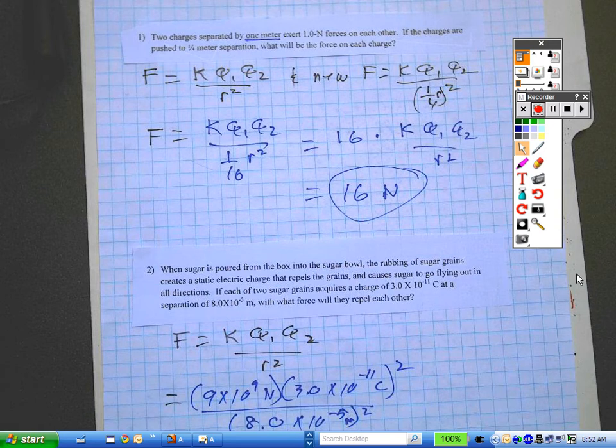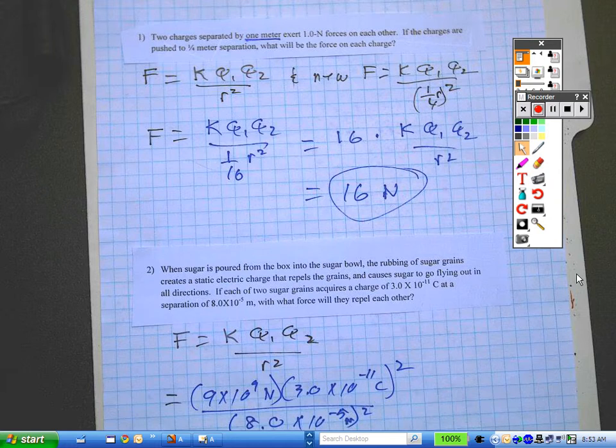Hey, honors physics students. Here are several problems regarding electricity and the solutions. I'm going to go through them pretty quickly so I can stay within the 10-minute YouTube limit. So anytime you want, you can push pause to try to understand this more. I will also upload this as a PDF file to Edline.